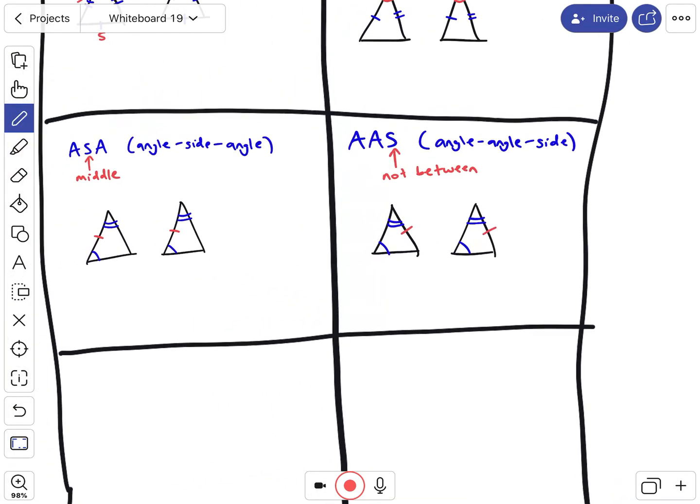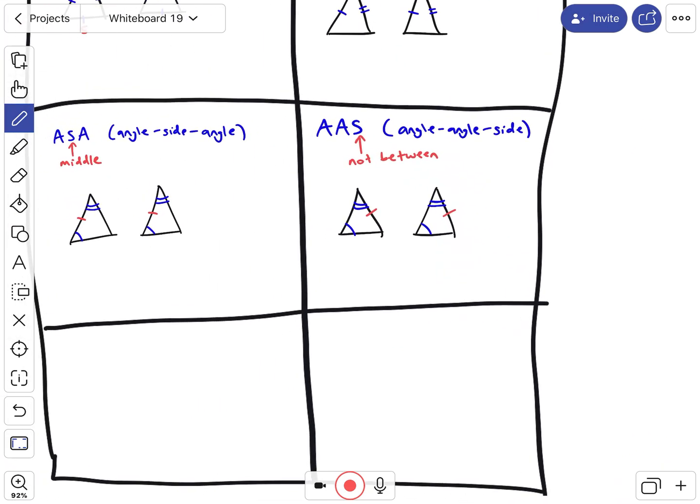And just to compare the two, you can see that if you have 2 angles and a side in the middle, that would be ASA, because the S is in the middle. And then if you have 2 angles and the side that's not in the middle between the 2 angles, that's going to be this one.